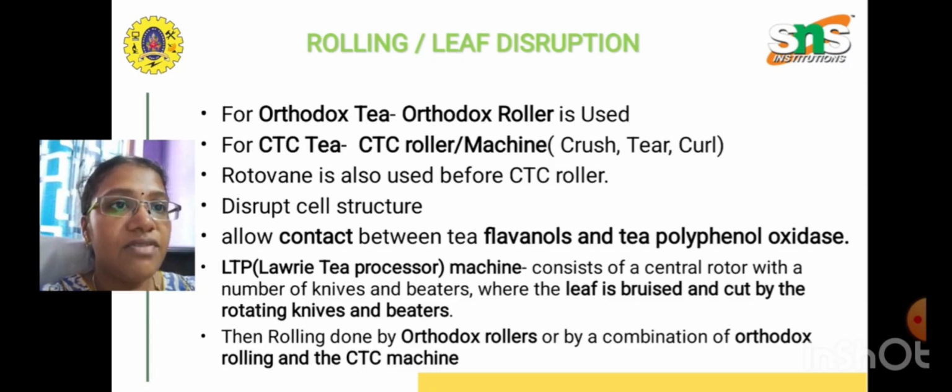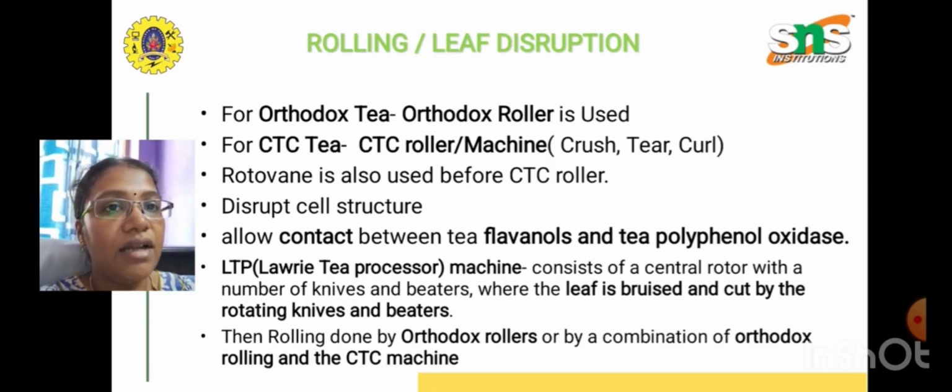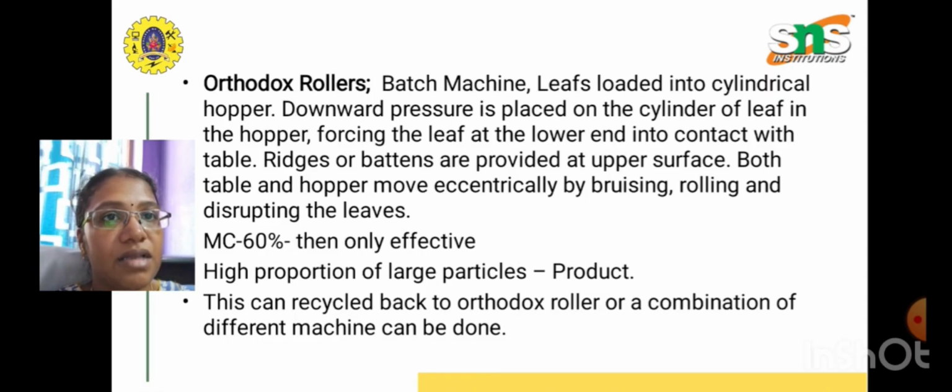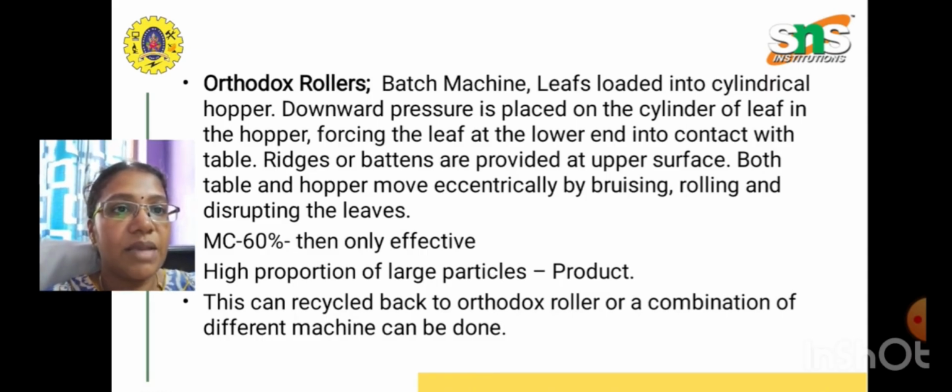For CTC we use the CTC curl, cut and tear roller machine. And in a few cases, rolling is done by a process where the leaf is bruised and cut by rotating knives and beaters. Orthodox rollers play a major role in the batch machine, where leaves are loaded into a cylindrical hopper.